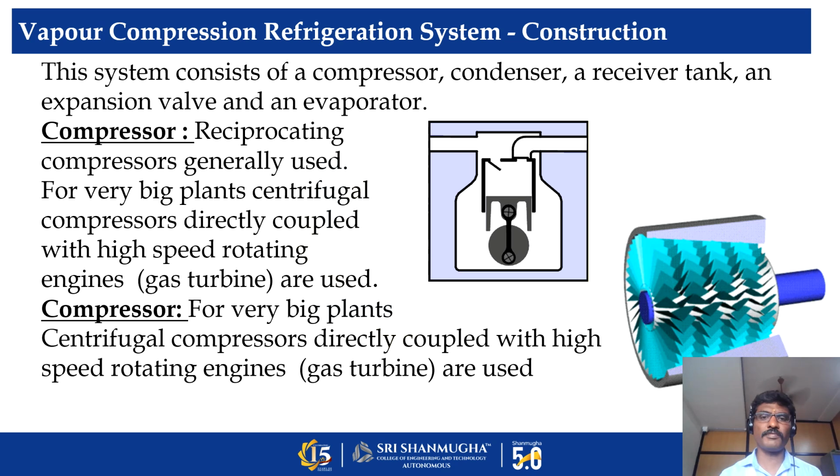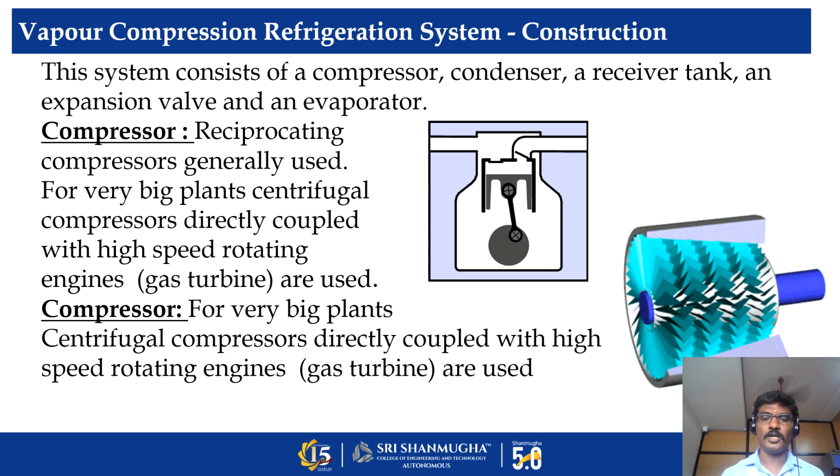This system consists of a compressor, condenser, a receiver tank, an expansion valve, and an evaporator. Compressor. Reciprocating compressors are generally used for very big plants. Centrifugal compressors directly coupled with high-speed rotating engines are also used. So two types of compressor, reciprocating compressor and centrifugal compressor. These two types will be used based on the size of the refrigeration system.